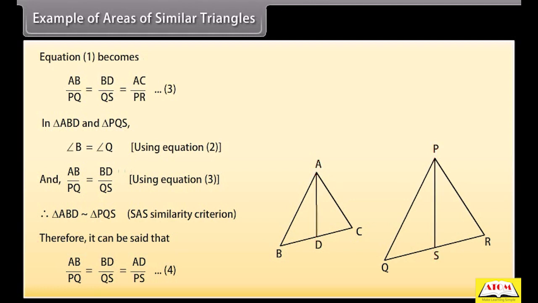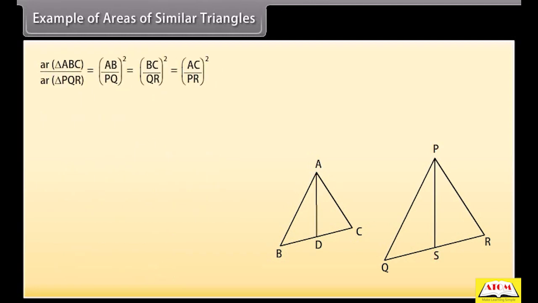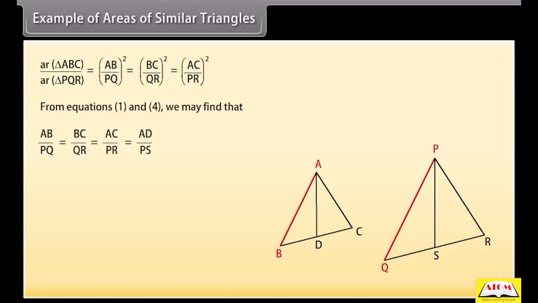Mark it as 4. Area of triangle ABC upon area of triangle PQR equals AB upon PQ whole square, equals BC upon QR whole square, equals AC upon PR whole square. From equations 1 and 4, we find that AB upon PQ equals BC upon QR equals AC upon PR, which is equal to AD upon PS, and hence area of triangle ABC upon area of triangle PQR equals AD upon PS whole square.